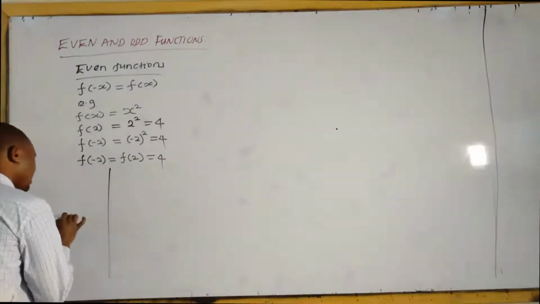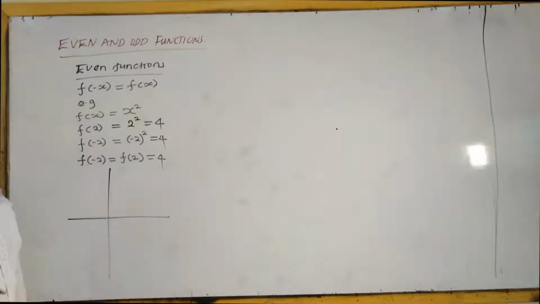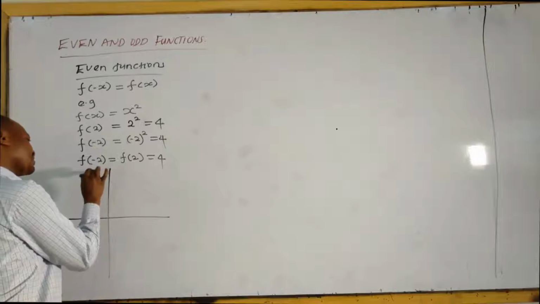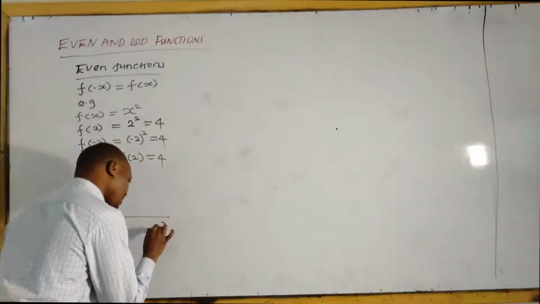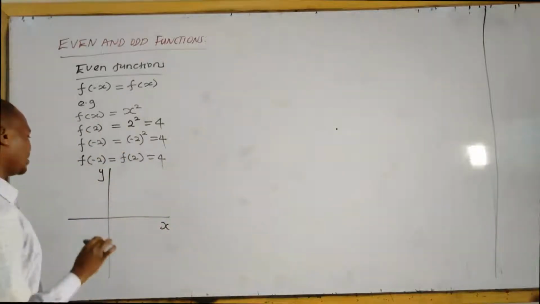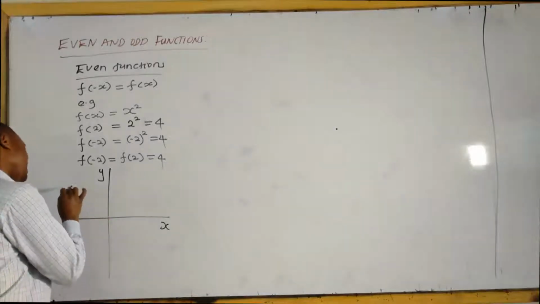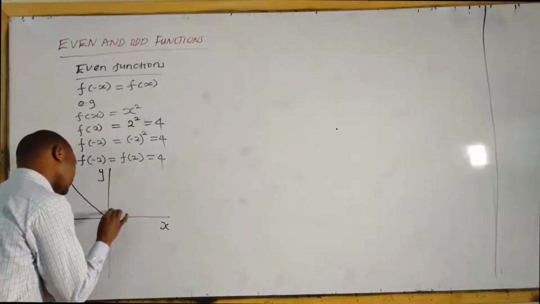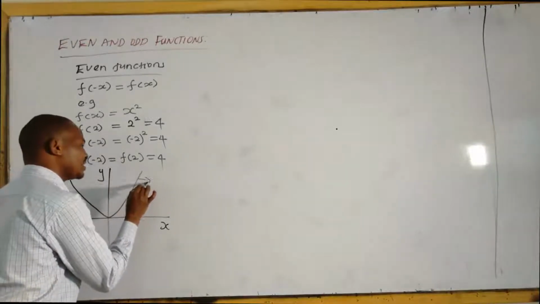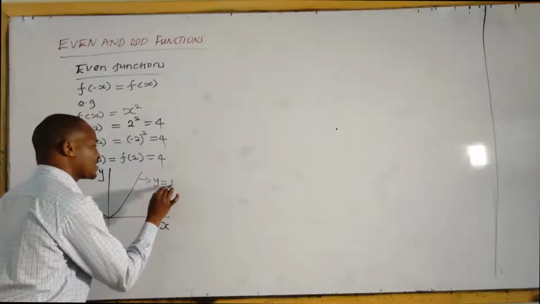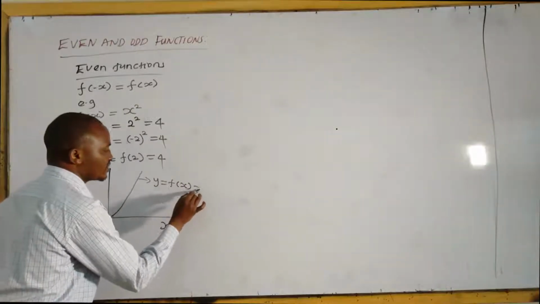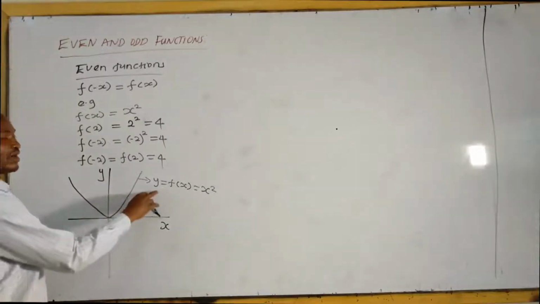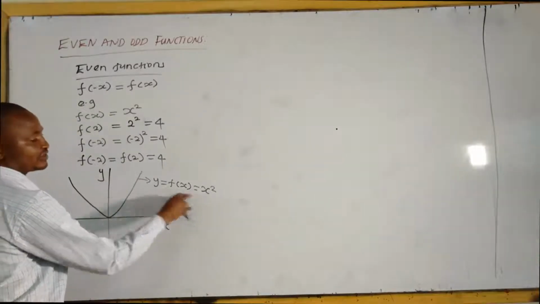Let us sketch the curve of y is equal to x squared. Here you have the y-axis, here you have the x-axis. This curve will be something of the sort that we can say here is y is a function of x, which is equal to x squared. Or we can simply say y is equal to x squared.